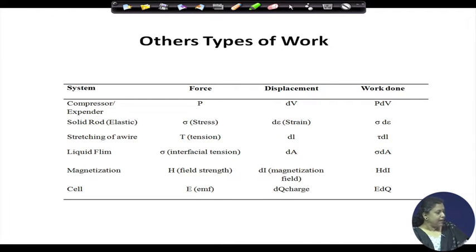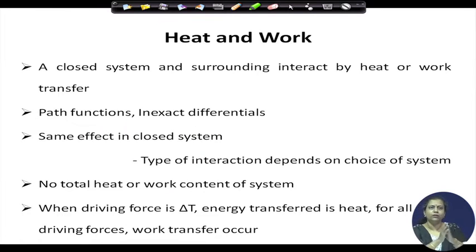Now, as I have already mentioned, there are two ways by which a system and a surrounding can interact or exchange energy. It can be either in the form of work or in the form of heat. For both of them, we need a thermodynamic driving force and a thermodynamic displacement. When the driving force is the temperature difference, then we call that particular energy interaction heat. When the driving force is anything other than the temperature difference, we call it work.